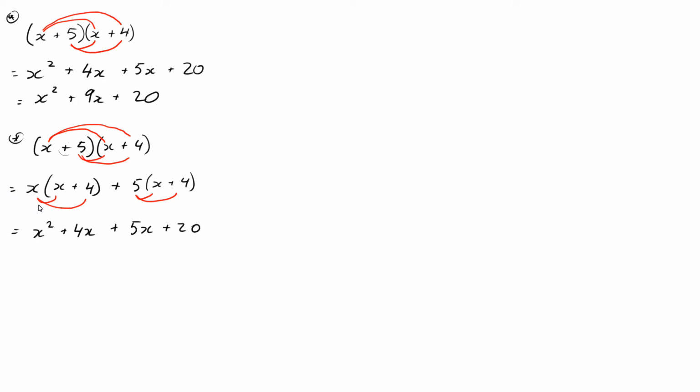So we can now say, alright, we've got x squared as our first term, 4x and 5x gives us 9x, and then we've got plus 20 at the end. So it's the same answer, and essentially this step is pretty much the same as this one. It's just a different way of thinking about it. So instead of having to draw this each time, just split it up into two smaller parts, which you can then use the distributive law to solve.